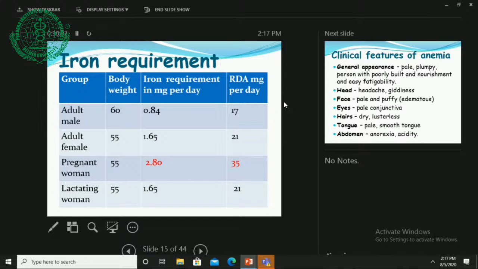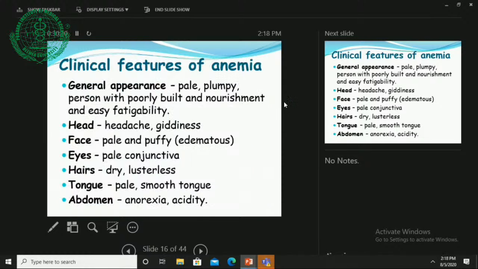So that was regarding the iron requirement per day. And I have highlighted the point that is the requirement during pregnancy, because this is important from an MCQ point of view. The requirement is 2.8, and the recommended daily allowance during pregnancy is 35 milligram per day.